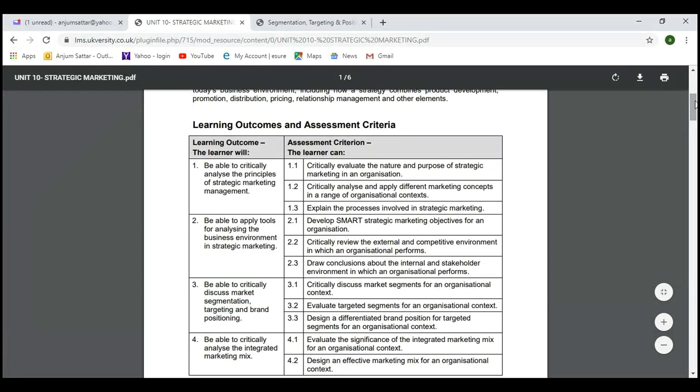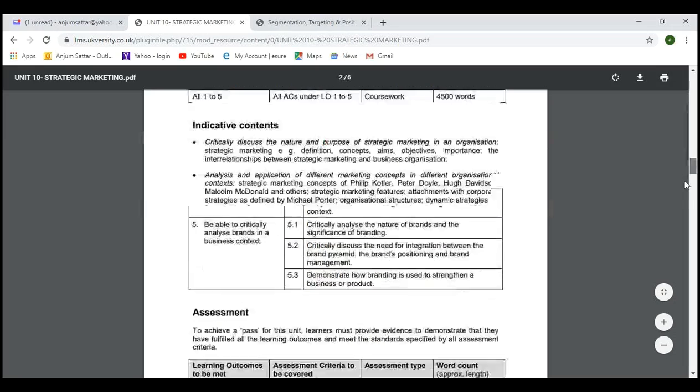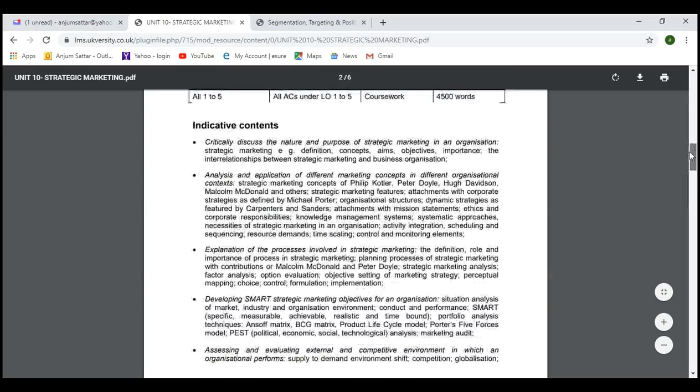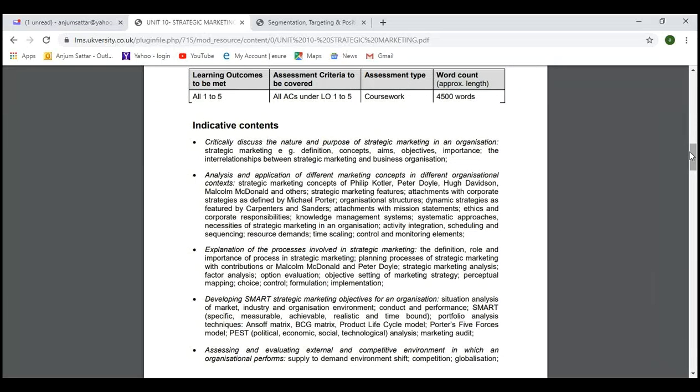Okay. So in lesson 1, we learned to critically analyze the principles of strategic marketing management, where I discussed with you the definition of management, and the difference between the marketing and selling concepts as well. We discussed the production concept and various other concepts as well. We also learned to critically discuss the nature and purpose of marketing in an organization.